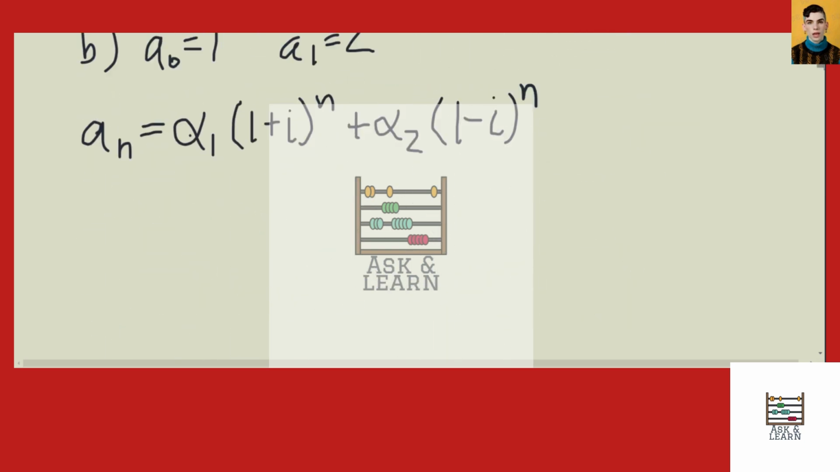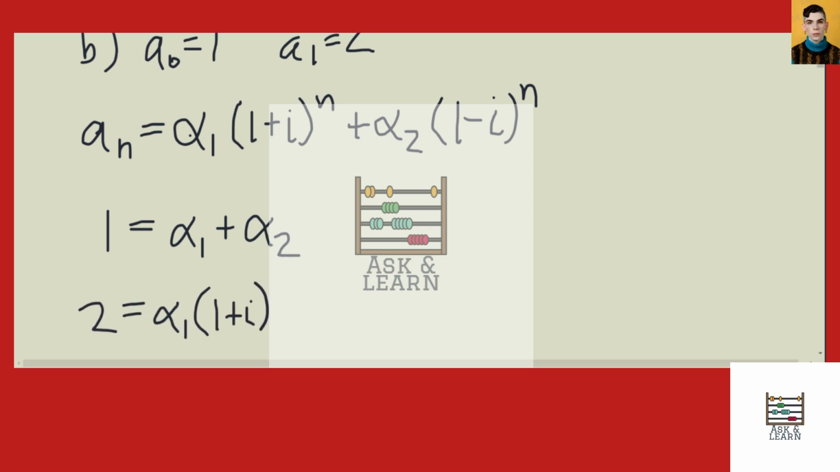And in order to find the values of alpha 1 and alpha 2, we use the initial conditions. So we have that 1 is equal to (1 plus i) to the 0, which is 1, so this is alpha 1, plus (1 minus i) to the 0, which is also 1, so this is plus alpha 2. And we have that 2 is equal to alpha 1 times (1 plus i) plus alpha 2 times (1 minus i).